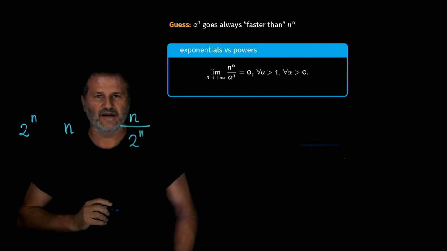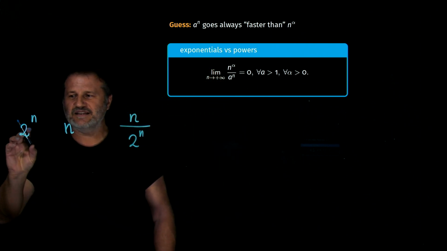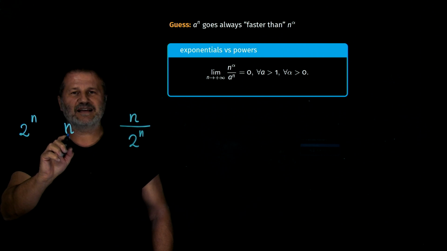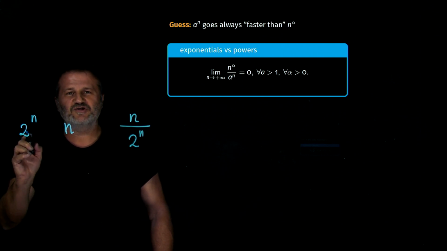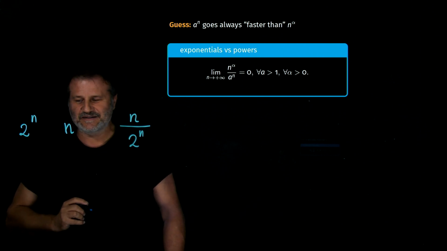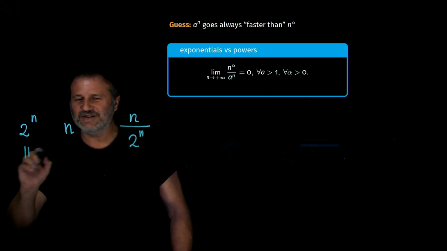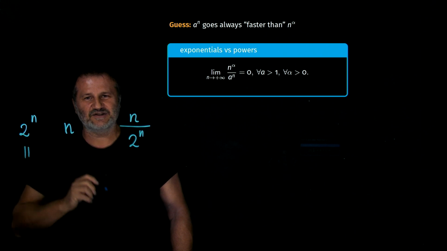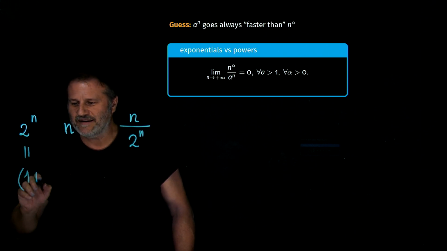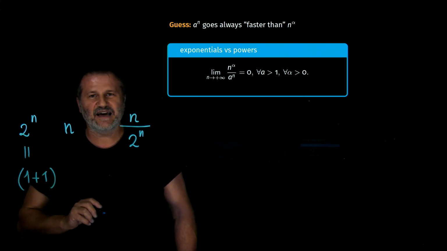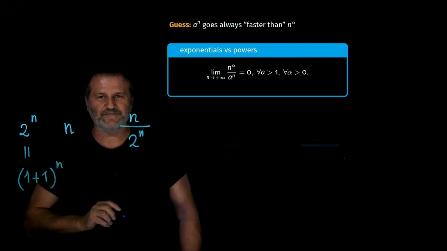So now to do this comparison, we need somehow either to write the power as an exponential or to write the exponential as a power. And this is what we do. The idea is a little bit tricky because it consists in thinking of 2 as 1 plus 1. So you write 2 to the n as (1 plus 1) to the n.